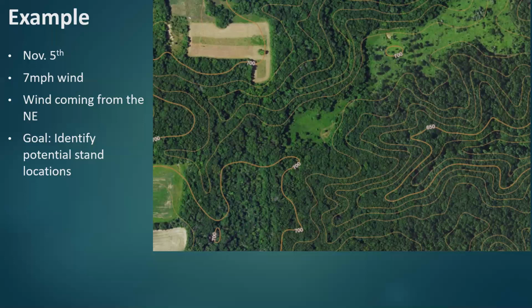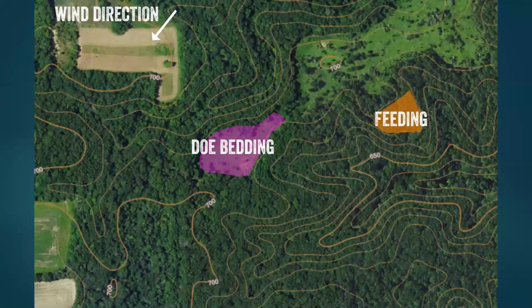So our goal is to identify potential stand locations. We have the wind coming in from the northeast. It's about 7 miles per hour. So in Illinois, that's about as calm as we ever get these days, it seems like. We move to this next slide.